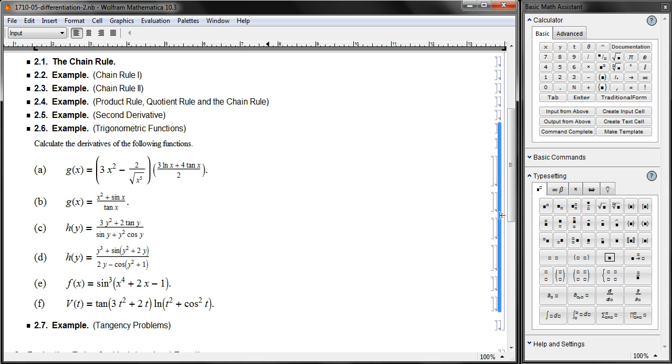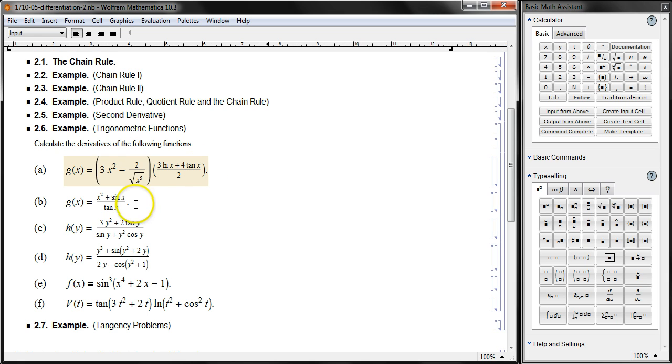Trig functions, these are all important. Some elementary examples like product and quotient rule only. And then those associated to chain rule as well as product quotient rules.